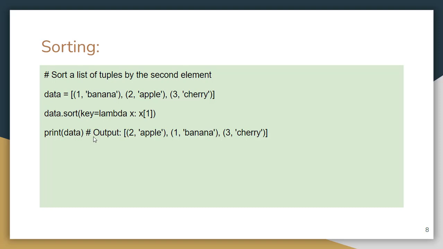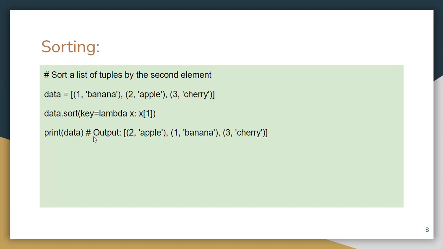So I am writing here data equals to, inside square brackets. Square brackets mean that it is a list. Inside round brackets means it is a tuple. Inside the tuples: 1 comma banana, 2 comma apple, and 3 comma cherry. That means the list has 3 elements. data.sort is a function for sorting something.